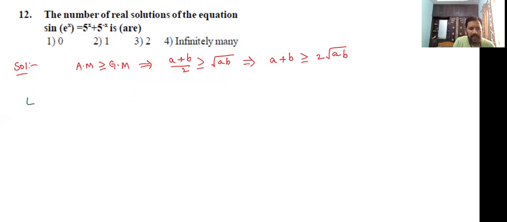So here let a is equal to 5 power x and b is equal to 5 power minus x. These values are substituted in this formula.